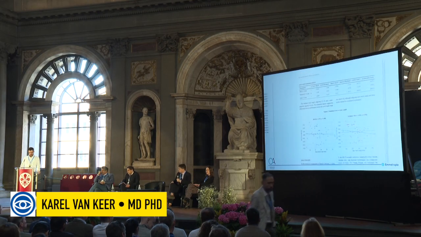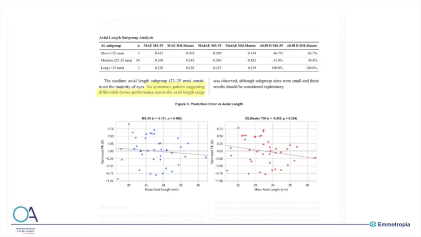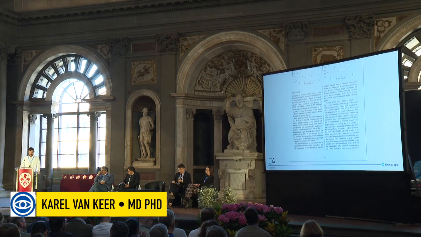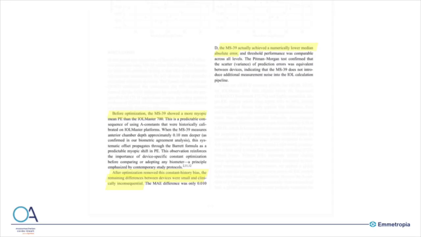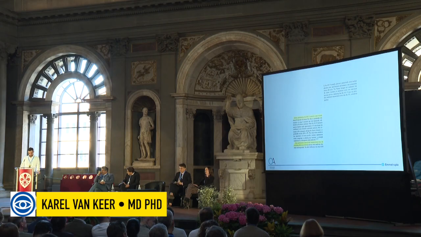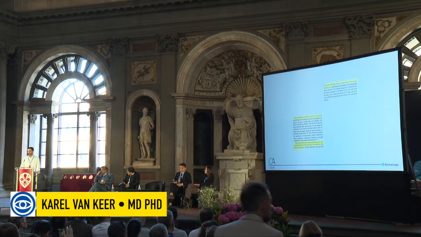I also did a sub-analysis for short, medium, and long eyes. I had only very few cases for the short and long eyes, but no differences there. So, in conclusion, the two devices yield clinically equivalent refractive accuracies. Before the optimization, the results from the MS-39 are slightly myopic, which can be explained by the deeper ACD. After this correction, there is no significant difference, with the median absolute error actually being lower on the MS-39.